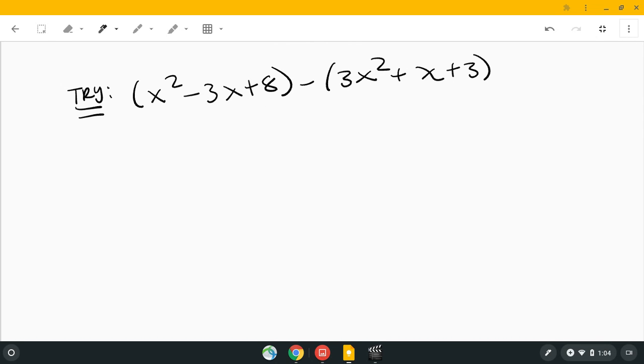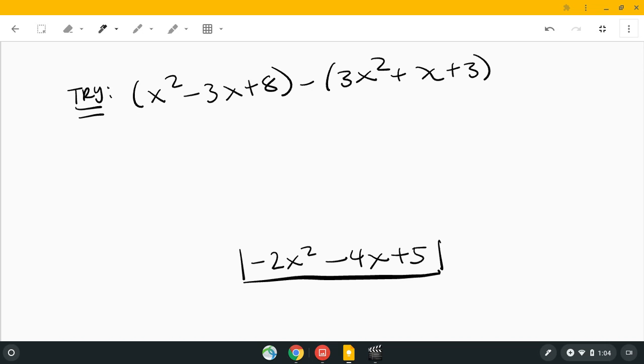All right, if you got the answer negative 2x squared minus 4x plus 5, you are correct. So negative 2x squared, here, this is the answer. You're going to get negative 2x squared minus 4x plus 5. So if you got that for your answer, you are correct. If you didn't, then continue watching.